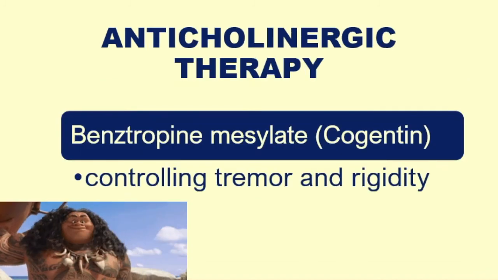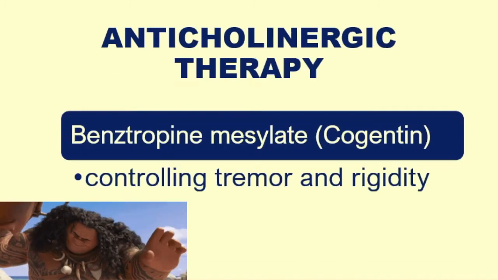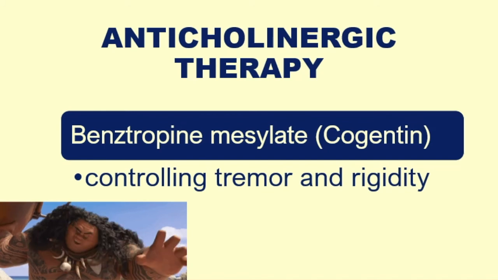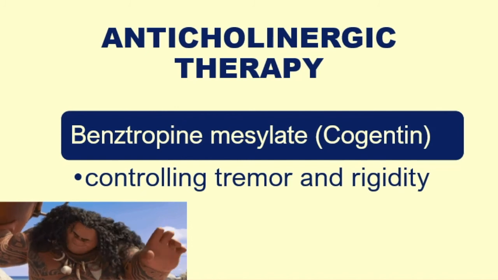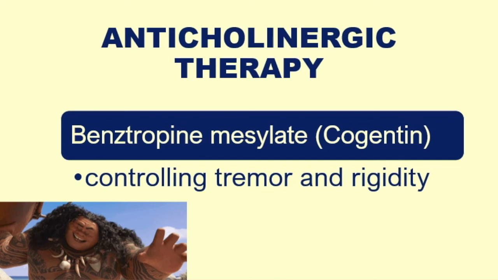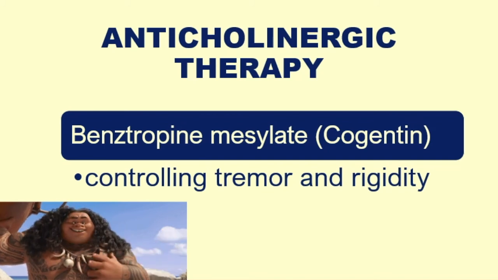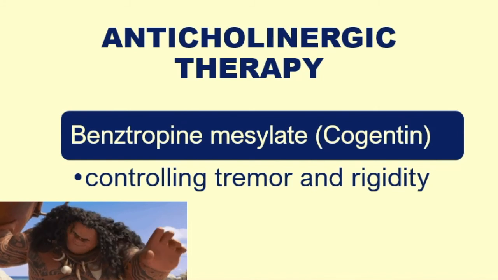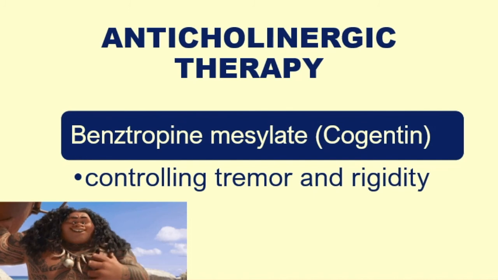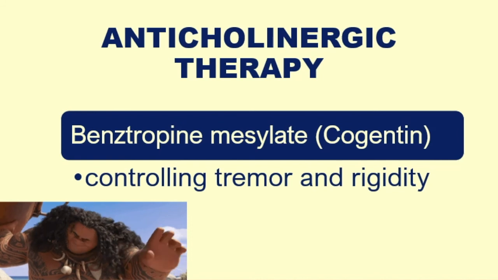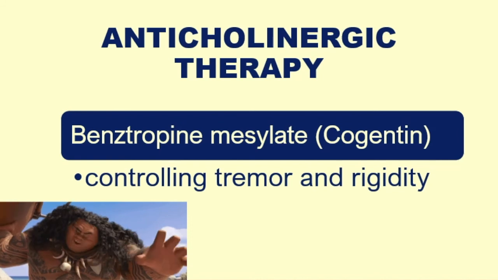Now, anticholinergic therapy. Class, your anticholinergic therapy is intended to counteract the action of your neurotransmitter acetylcholine. Because remember, there is an imbalance between your acetylcholine and your dopamine, which is caused by the decrease in the production of your dopamine. So to address this imbalance, what we are using is benztropine mesylate. Your benztropine mesylate is intended to control your tremors and rigidity. And this is done by counteracting the action of your neurotransmitter acetylcholine.